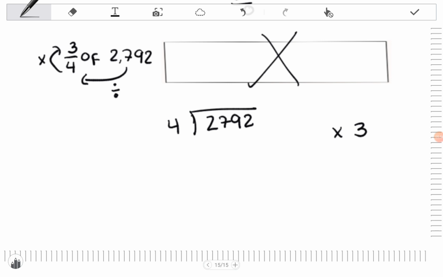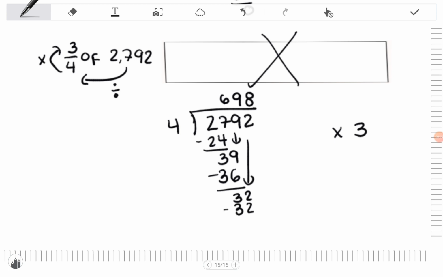Okay, let's do it. 4 in 27 fits 6 times, which is 24, right? We subtract, and this is 3. We bring the 9 down. 4 in 39 is going to be 9 times, which is 36. And we subtract again, and then we have a 3 and bring down the 2. 32, it's going to be 8. 8 times 4 is 32, and that's it. I guess you already know how to divide, right? So this is not going to be a problem. That's why I'm doing it fast, okay? So we have that the answer is 698.